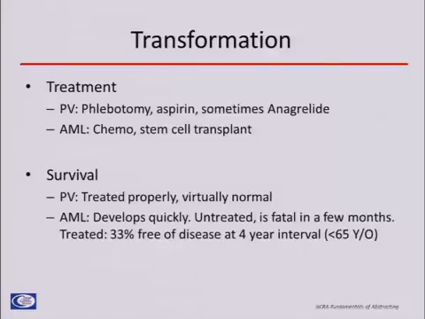And survival is incredibly different once a transformation has occurred. Usually when a condition transforms and goes from a chronic condition to an acute condition, if untreated, it's usually fatal, sometimes in a week, sometimes in a couple months. But it's rapidly progressive. The genetic mutation just explodes and has to be treated immediately.